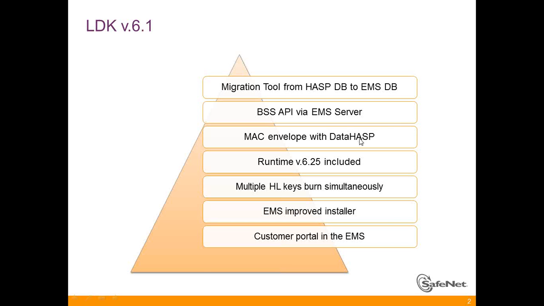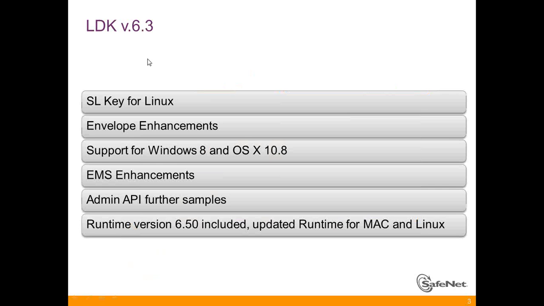We had the Macintosh envelope with support for Data HASP. The runtime 6.25 included the option to burn several Sentinel HL keys simultaneously, to connect them and burn them at once. Some improvements in our EMS installer and the customer portal in the EMS, which allow end users to activate. So all of this was about LDK 6.1.